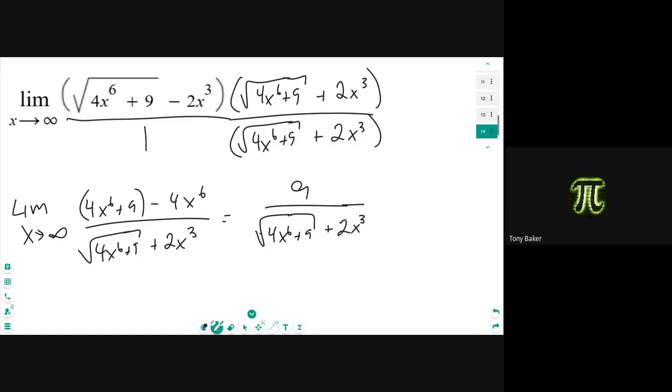What did you make it, plus 2x to the third? Okay, I want them to be a difference because now I have the difference of squares. If you remember, the difference of squares was a squared minus b squared equals a minus b times a plus b. So by doing the difference of squares, I'm getting rid of that square root, which is causing me all the trouble.